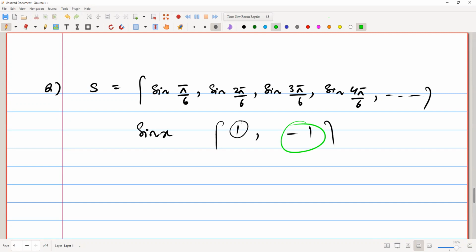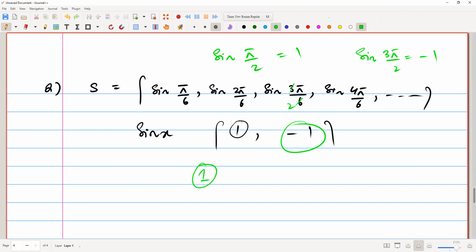So the set is bounded between 1 and -1, and somewhere we are going to get 1 and -1. So sine pi over 2 equals 1, and then we have sine 3 pi over 2 equals -1, right? So somewhere here in the set, we are going to get sine pi by 2. So sine pi by 2 is 1. So we are going to get the greatest number 1. And somewhere we are going to get sine 3 pi over 2.